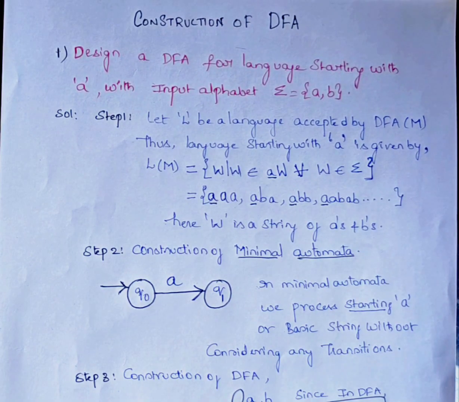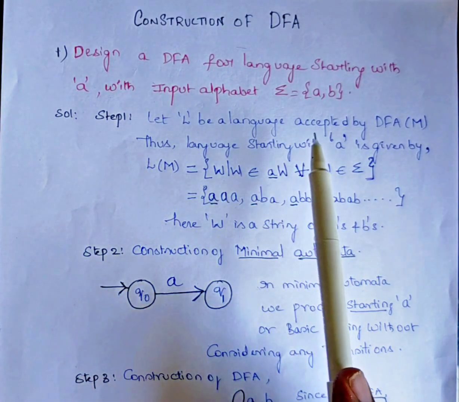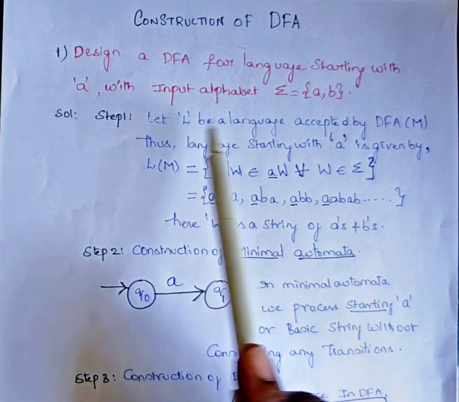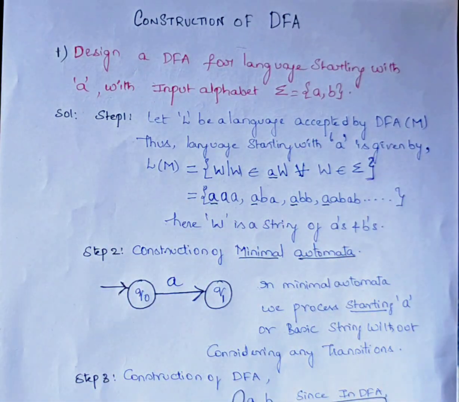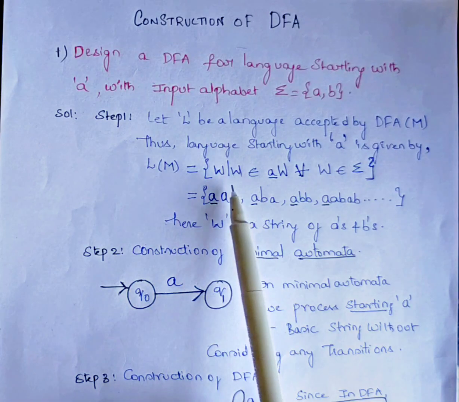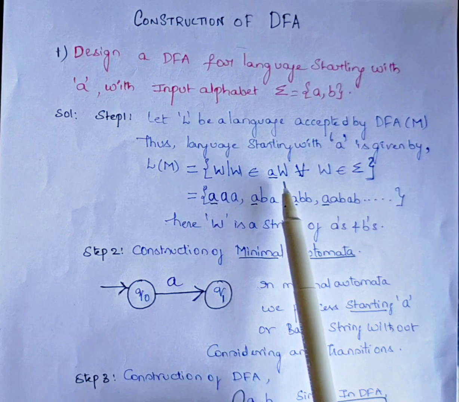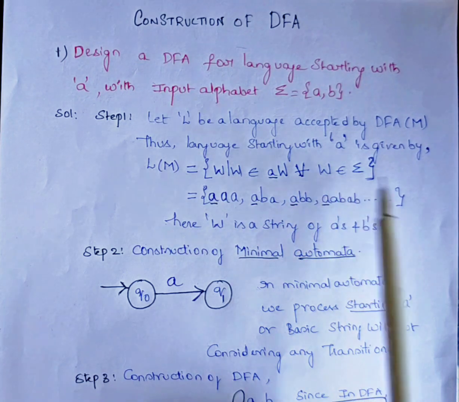In today's video, we'll learn the construction of DFA. Consider the first example. Design a DFA for a language starting with A with input alphabet sigma equal to {A, B}. Now, let us assume the language as L, which is accepted by the DFA M, such that the language L of M is equal to the set of strings W which are in the form of AW for all strings belonging to sigma.